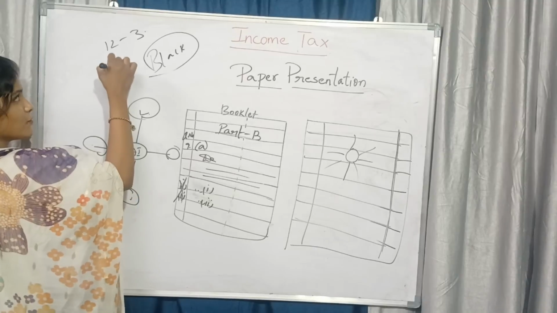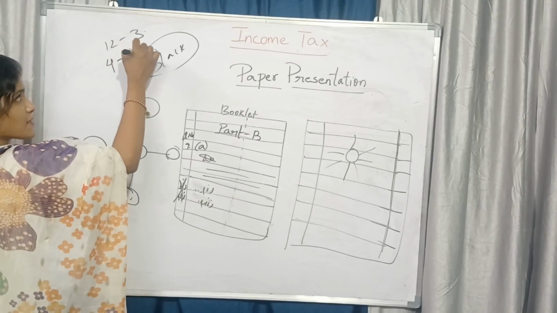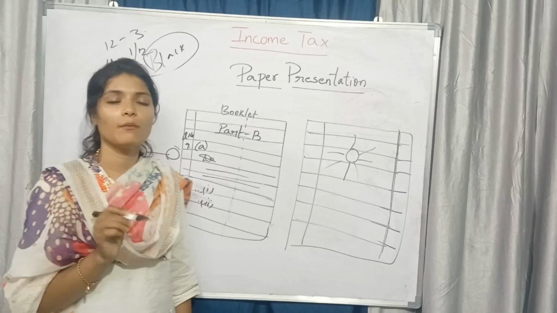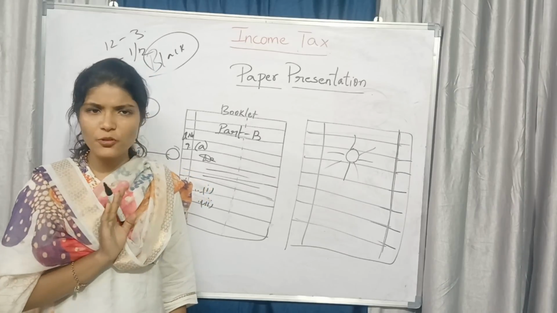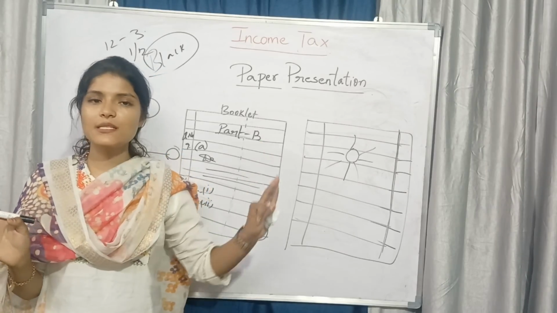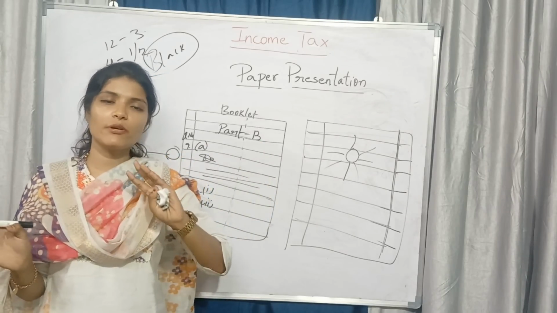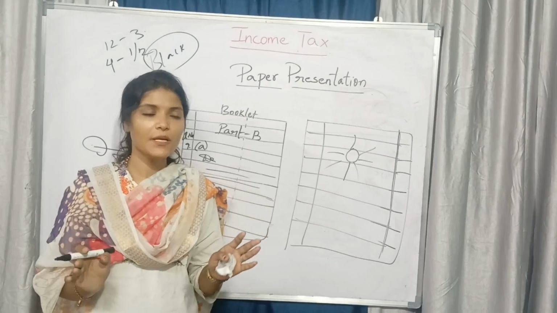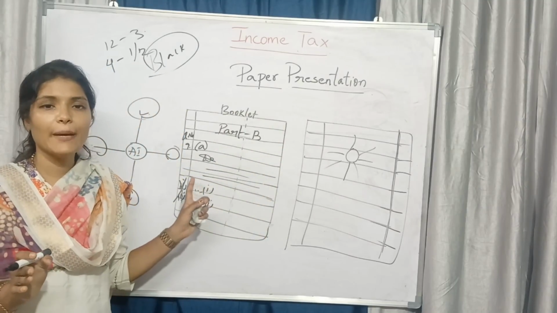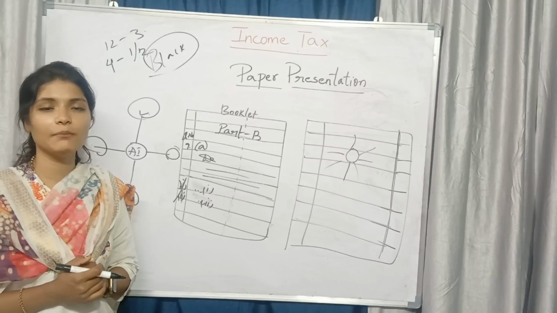When you are attempting 4 marks, 1.5 sides is a must. Below that you should not write it. 3 sides are compulsory for 12 marks, and for 4 marks 1.5 sides is compulsory. Okay, so this is the thing about the paper presentation of income tax.